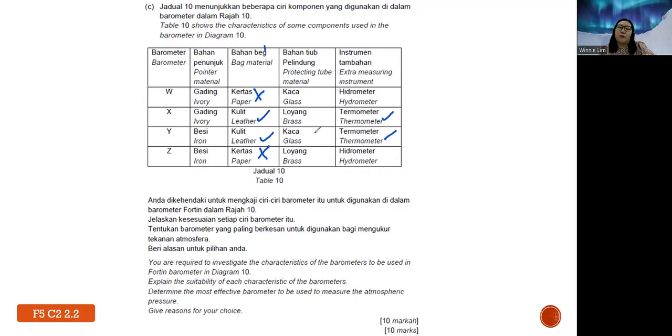Glass is actually kind of fragile. So if you were to choose brass, then automatically you know this one should be ivory. Then if you choose X, if X is correct, you actually get 6 out of 10 marks already. But let's say, if you ask the teacher, I think this question is harder than the Form 4 questions. So you might as well, if you are more confident in Form 4, choose question 9 instead of question 10. So this is the idea behind it.